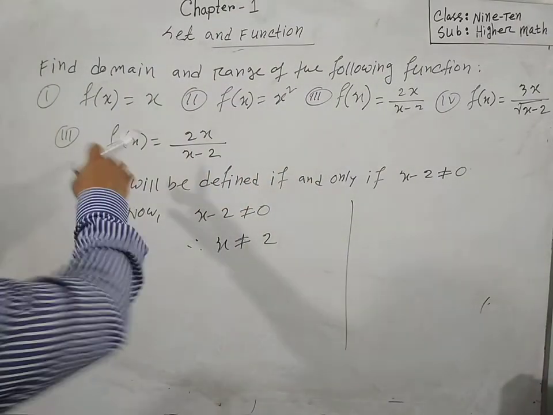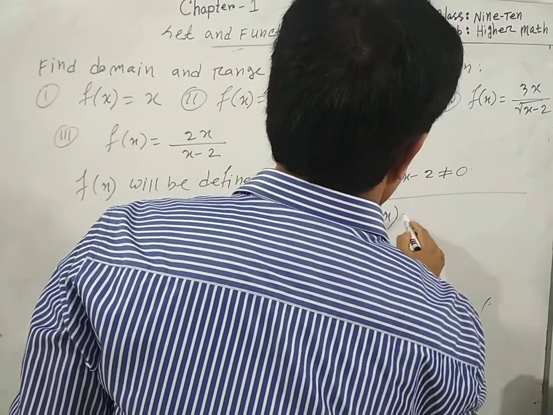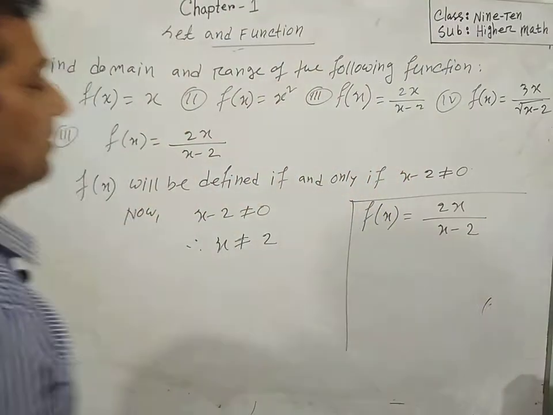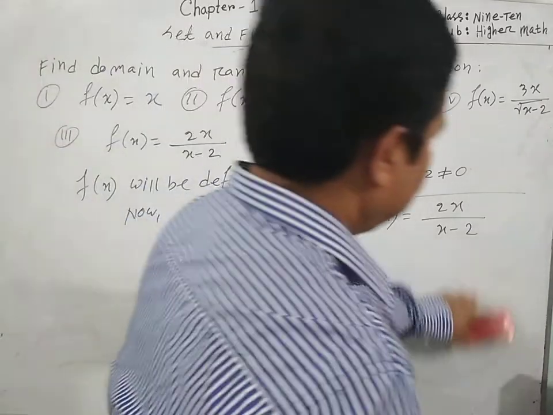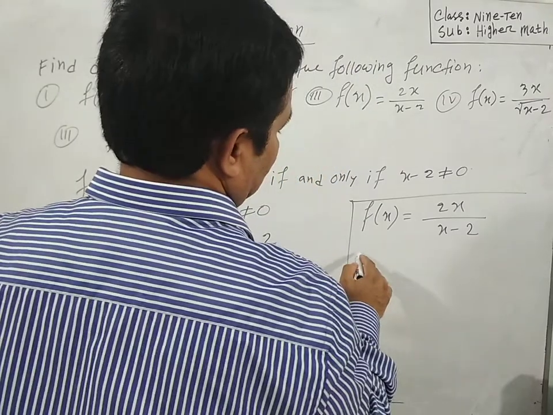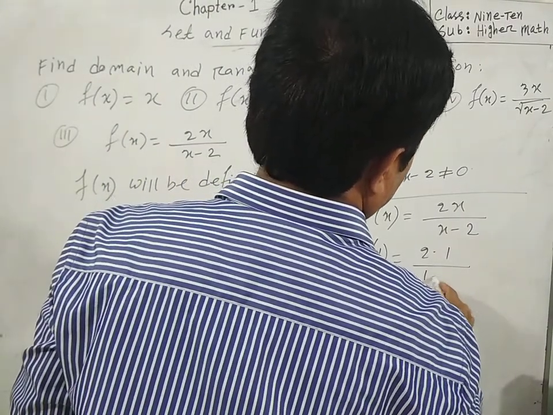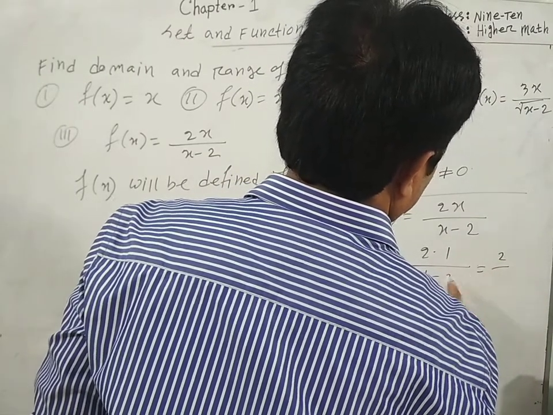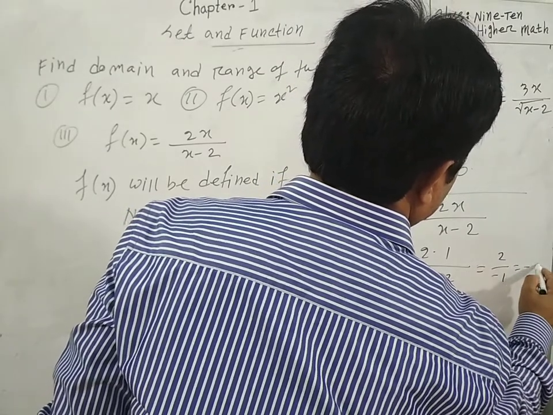How can we prove this function f of x equals 2x over x minus 2 is true for all values of x? We can put any real value. Suppose firstly we put the value 1. So 2 into 1 over 1 minus 2: 2 over minus 1 equals minus 2.